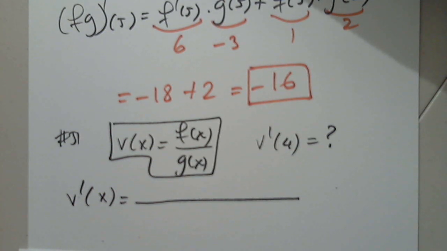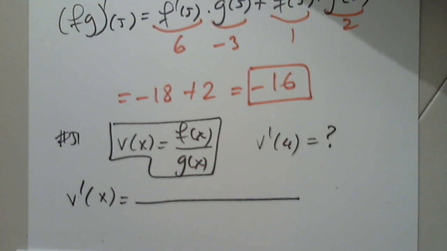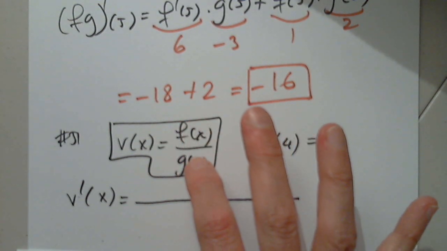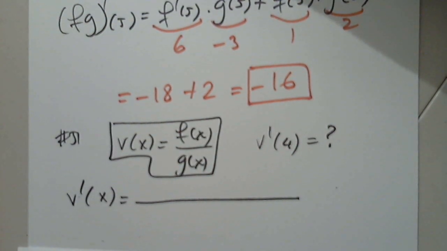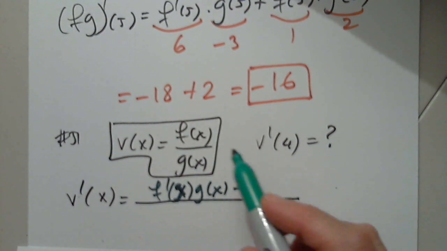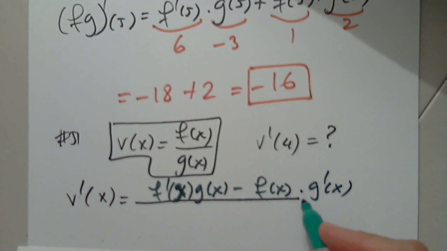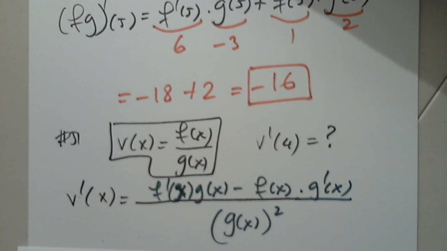You want me to repeat the formula? The rule? Yes, please. Perfect. Top function prime times the denominator minus top function times the denominator prime over the denominator squared. So it would be f prime of x, g of x minus f of x times g prime of x, over g of x squared. Excellent. Brilliant. Thank you so much.